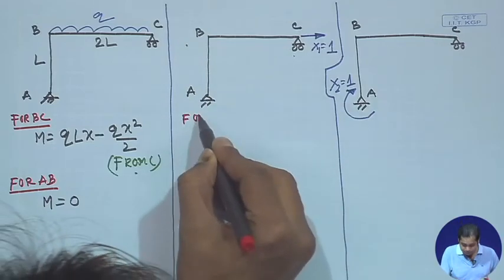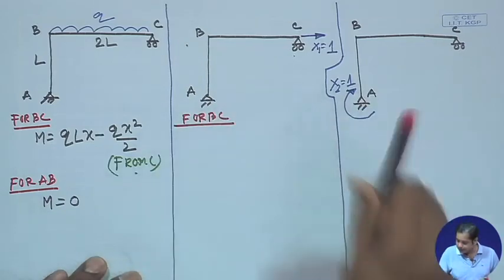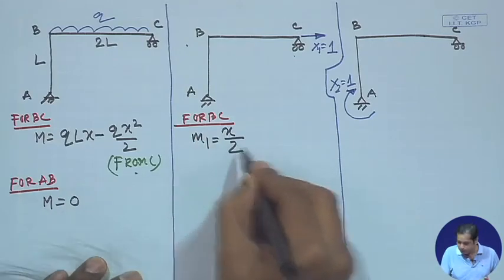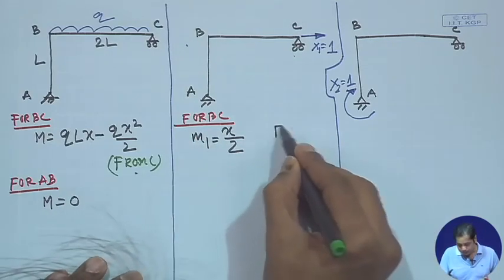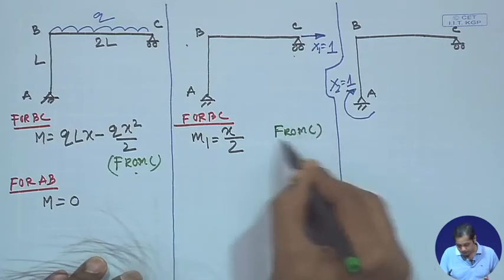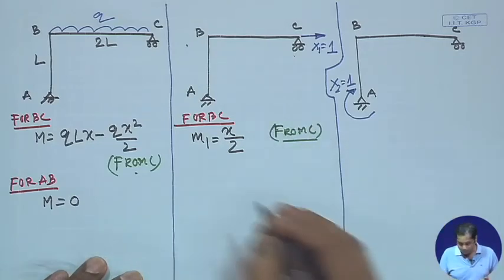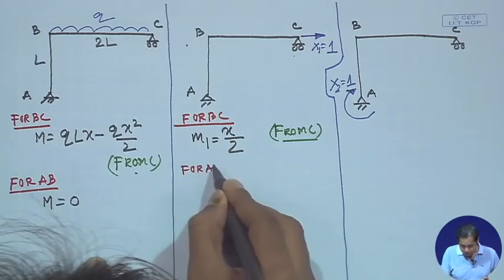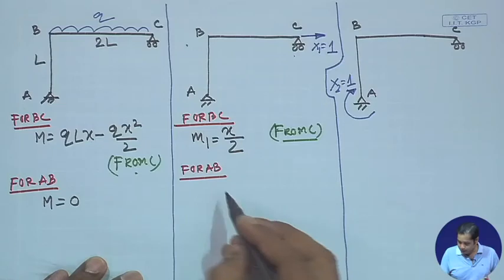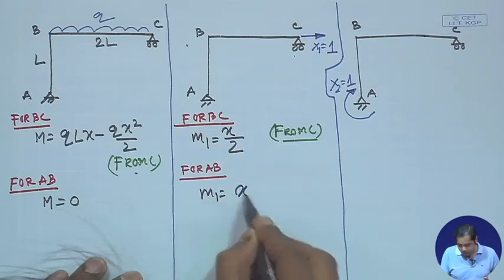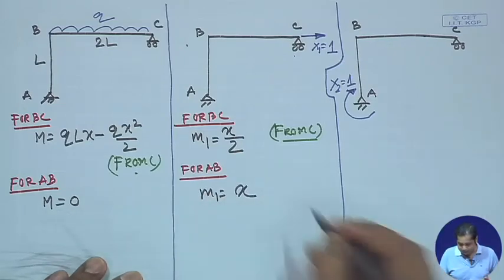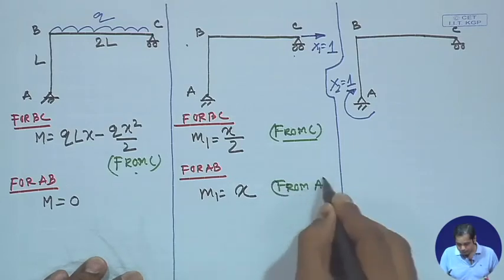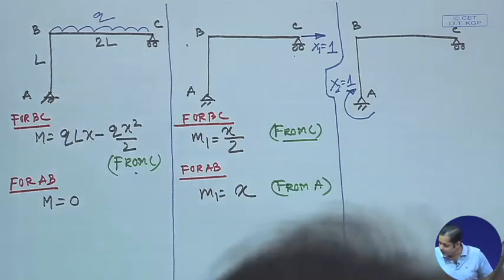Now, for BC, we have done it in the previous example, M 1 is equal to x by 2, where x is measured from C. And then for AB, it is M 1 is equal to x and it is from A. Now, we need to do it for this.